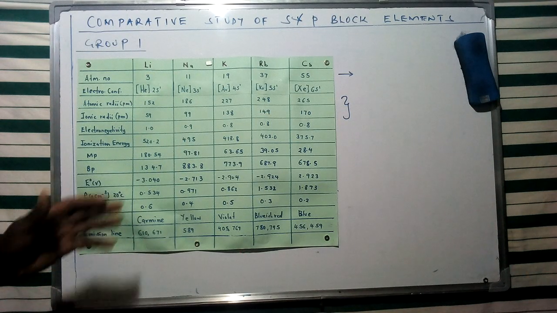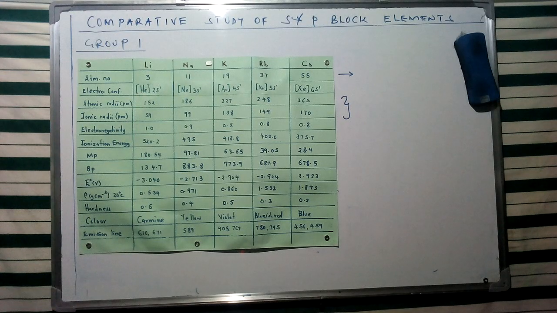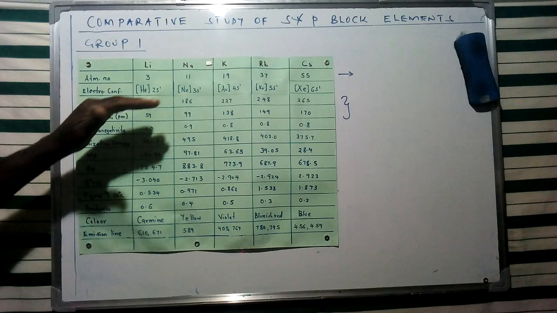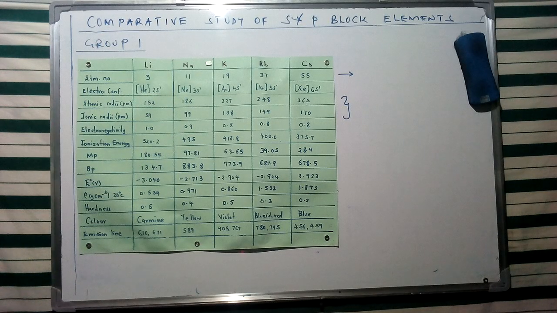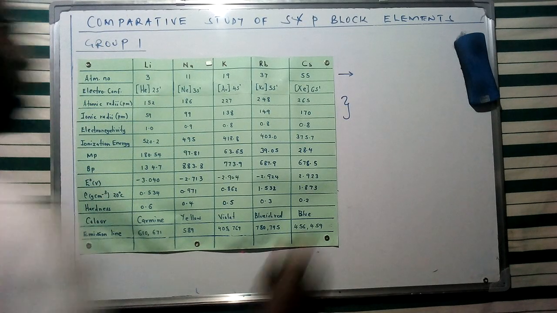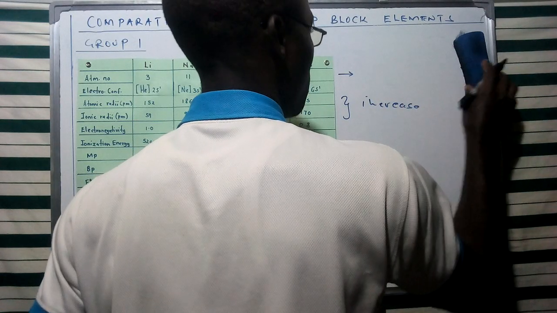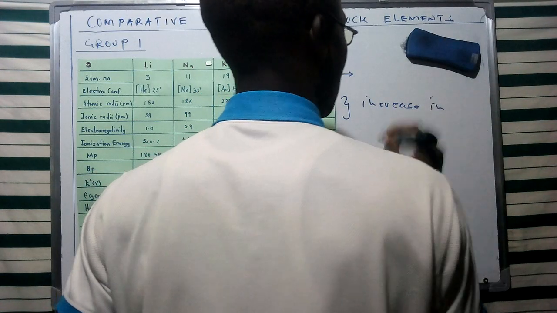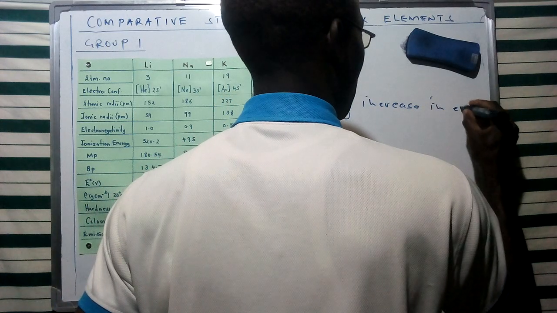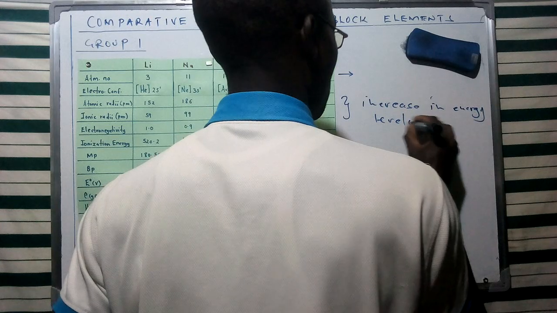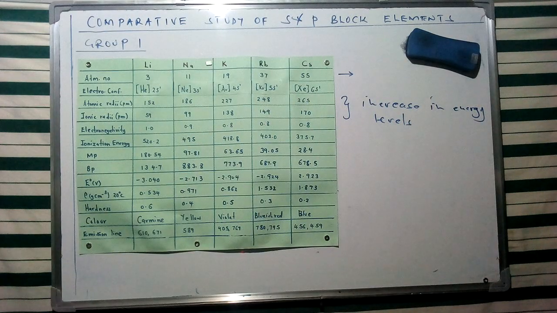The relative atomic masses, of course, are going to increase, as I said, and that's going to have an implication of increase in the atomic and ionic radii due to the increase in the number of levels. Perhaps I can give this one in terms of a summary. Increase in energy levels is going to increase both the ionic and atomic radii.